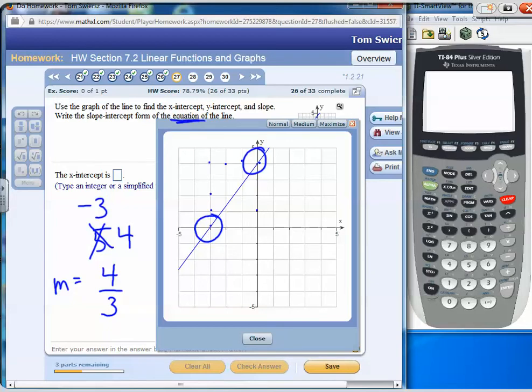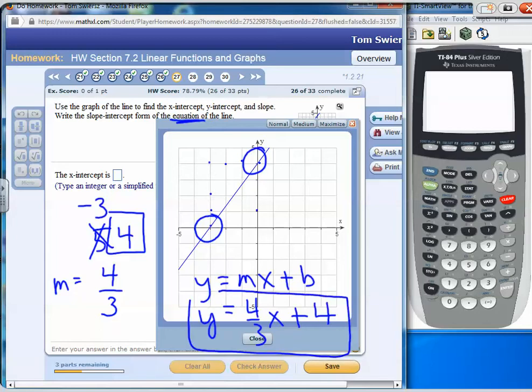And the equation of the line, y equals mx plus b. So again, it is the slope, which we just said is 4/3 times x, plus the y-intercept. The y-intercept is 4. We don't use the x-intercept when we're going to get the equation of the line. So y equals 4/3 x plus 4 will be the equation of the line.